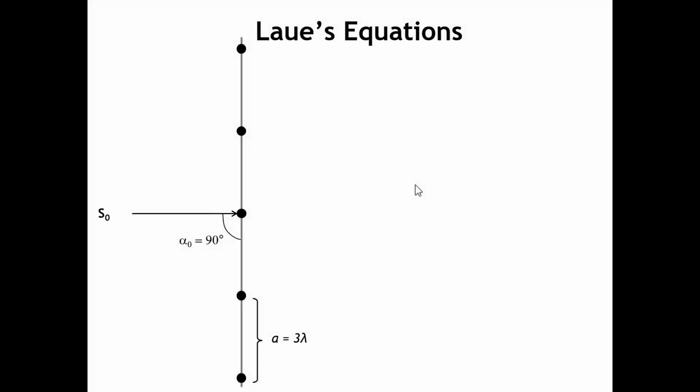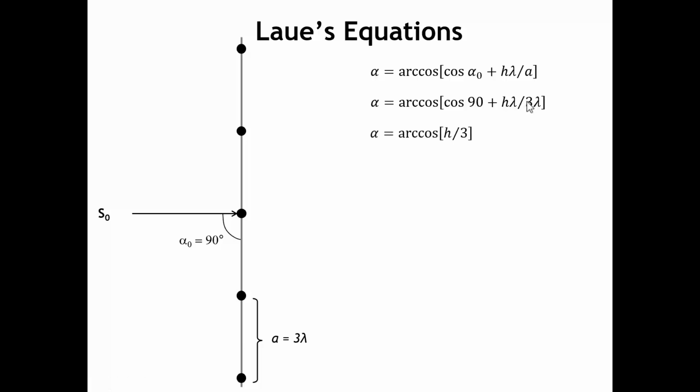Now let's increase the spacing of the atoms in our crystal. Remember in the last example that they were 2 lambda apart from one another. So if we keep the same wavelength of the radiation, but we make the spacing of the atoms 3 lambda, further apart by 50%, what happens to our diffraction pattern? Well, we start with the same Laue equation. And really the only difference is here where we're substituting the A, instead of putting 2 lambda, we now have 3 lambda. So we end up with alpha equals arc cosine of h over 3.